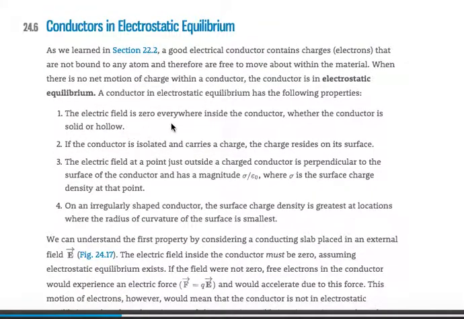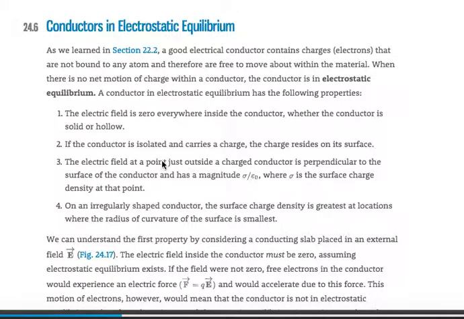The electric field is 0 everywhere inside the conductor, whether it is solid or hollow. And that's because if you were to place a test charge somewhere inside that conductor, because conductors contain mobile electrons, the electrons in the conductor would move instead of the test charge actually experiencing a force. If the conductor is isolated and carries a charge, the charge resides on its surface. That is because all of the charges do not like to be near each other, and they will spread out as far away from each other as they possibly can.